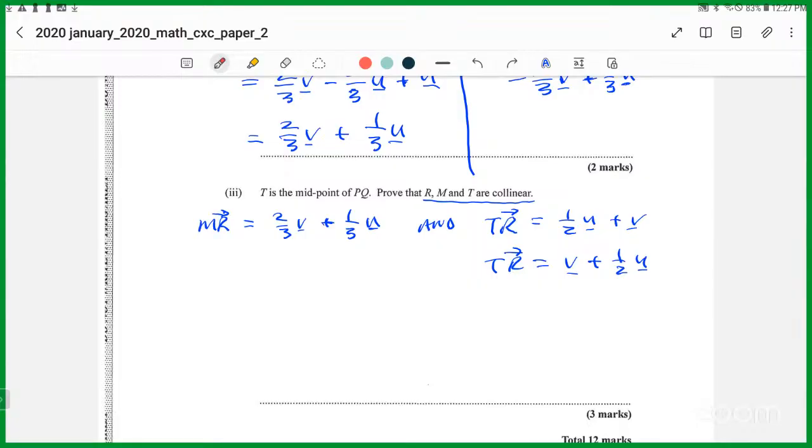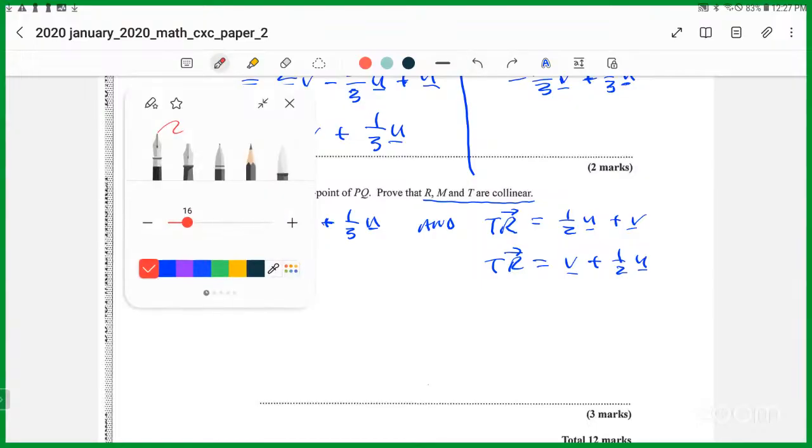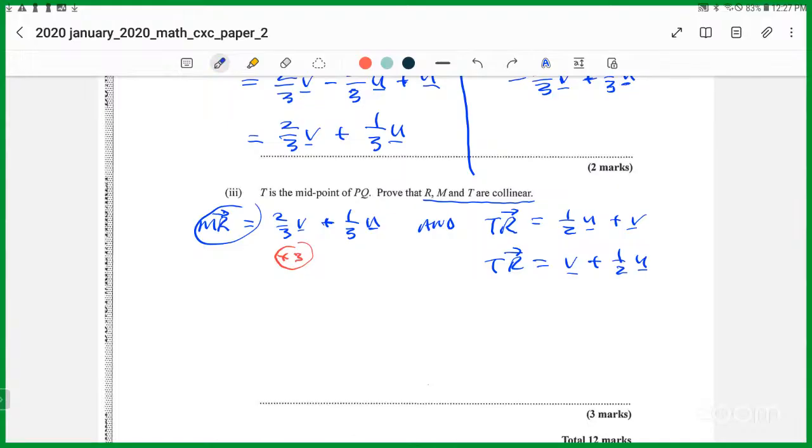You normally multiply by the lowest common denominator of the fraction. In this one, the denominator is only 3, so I'm going to multiply this one by 3. I have to remember to multiply this side by 3 as well. So when you multiply by 3, you get 3MR equals, multiply this by 3, it becomes 2v. Multiply this by 3, it becomes u.